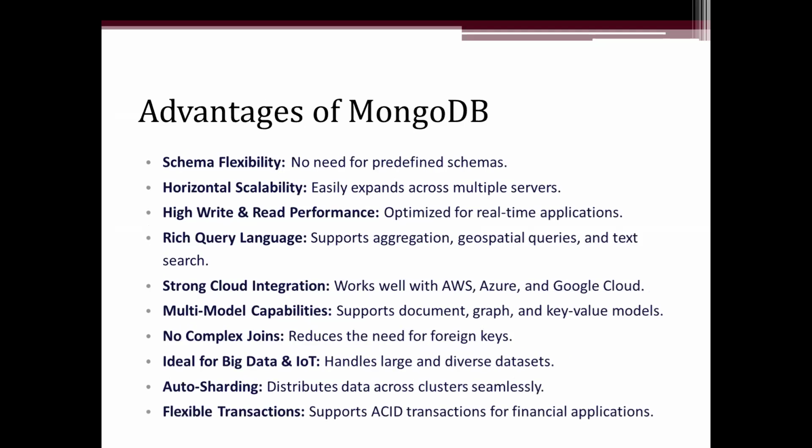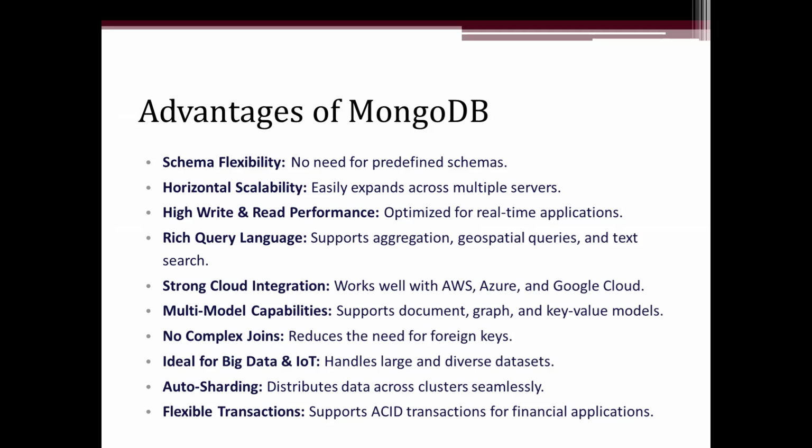Advantages of MongoDB include the following. It does not have predefined schemas, so it has schema flexibility. It has sharding, which expands across multiple servers. It has high read-write performance, and it has a rich query language, which supports aggregation, geospatial queries, and text search. It also has strong cloud integration because it works well with platforms like AWS, Azure, and even Google Cloud.